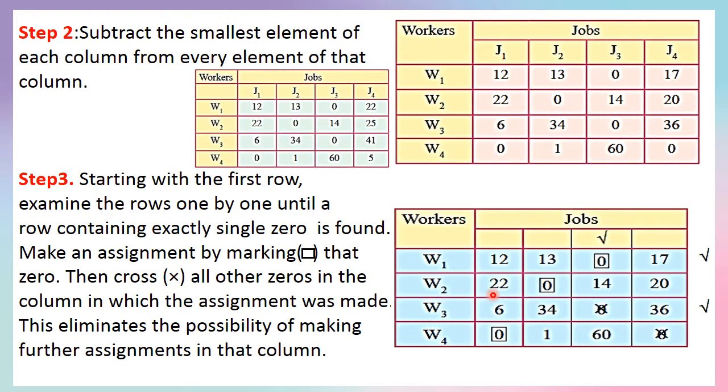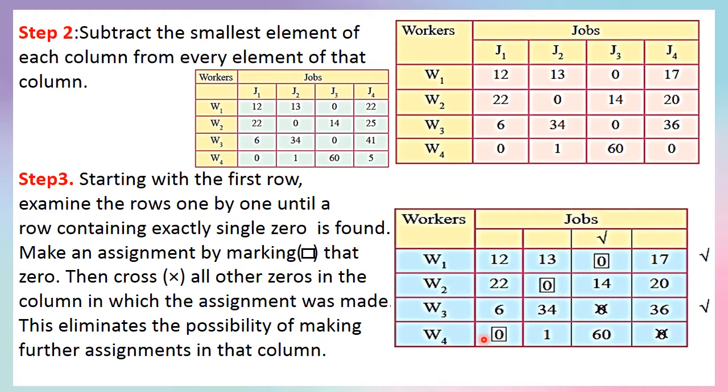Now go to the second row. In the second row also you can see exactly one 0. So we will put that 0 in a box and then check whether any more 0 in the column containing this assignment. There are no more zeros. Now go to the third row. In the third row, there is no 0 presently because we have already crossed the 0. And the fourth row has 2 zeros, so we don't make the assignment.